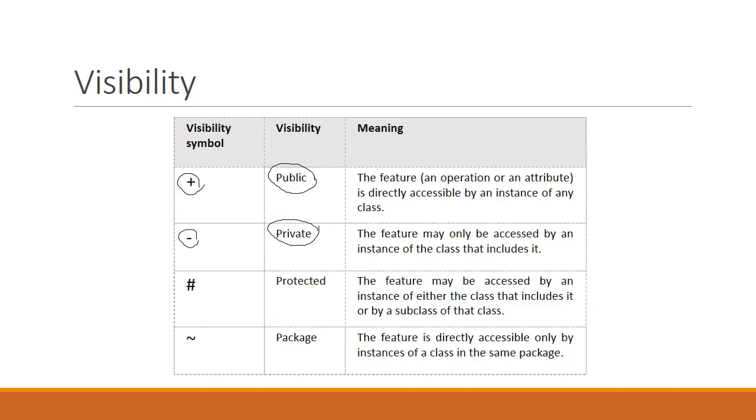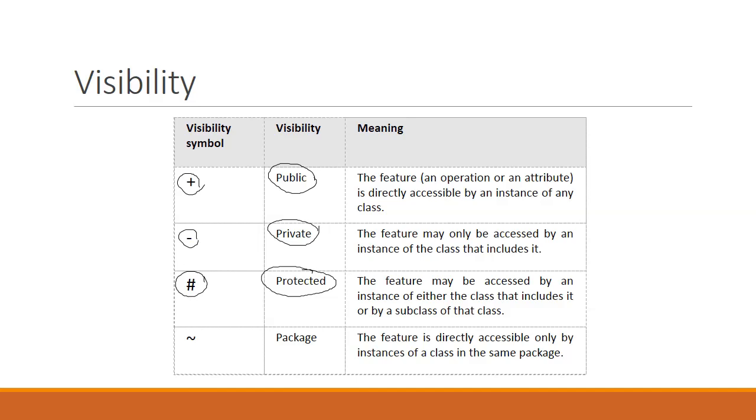The third type of visibility is called protected visibility, which is denoted by the hex symbol. And a protected feature may be accessed by either an instance of the class that contains it or by a subclass of that class.